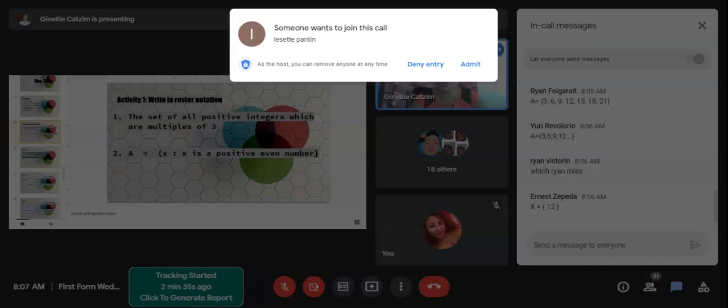Anyone want to share? I want to see Ernest share his example of his answer. A equals 2, 12, 24, 32. Pascual says 18. Okay, so when a set tells you X is a positive even number, good, Edwin, good.